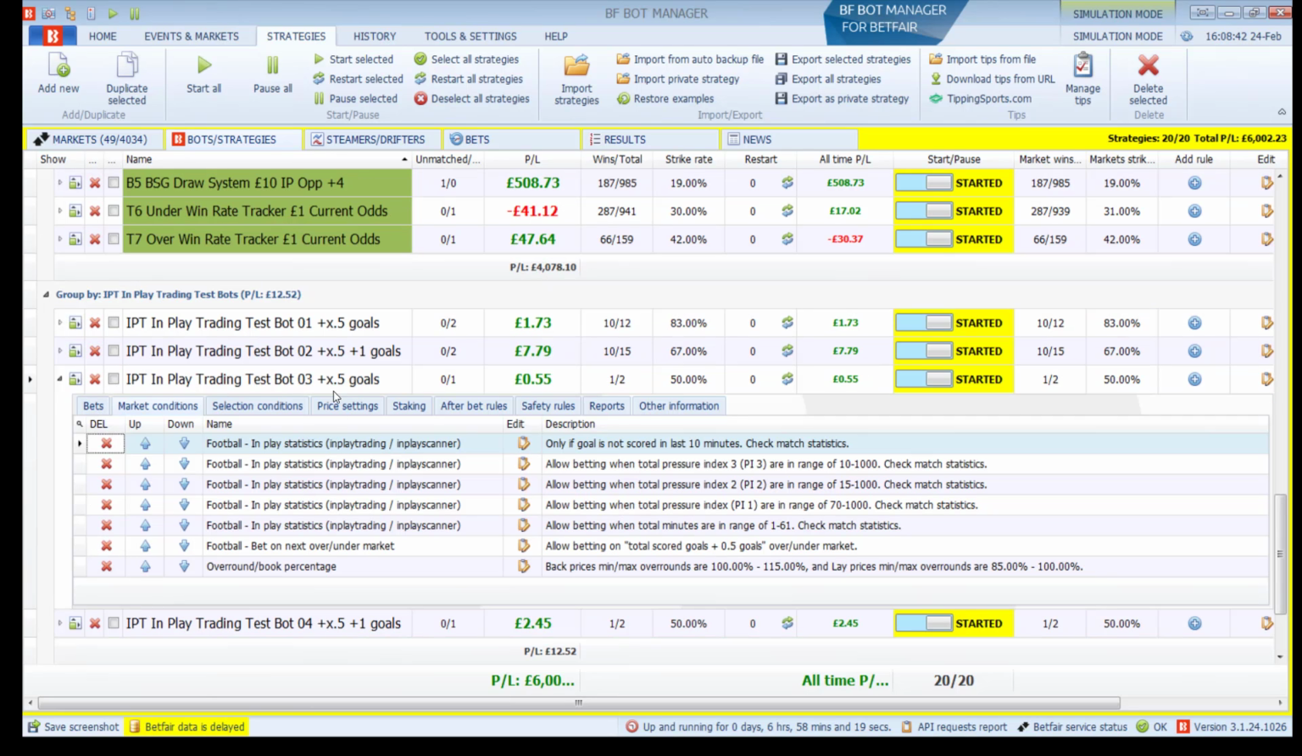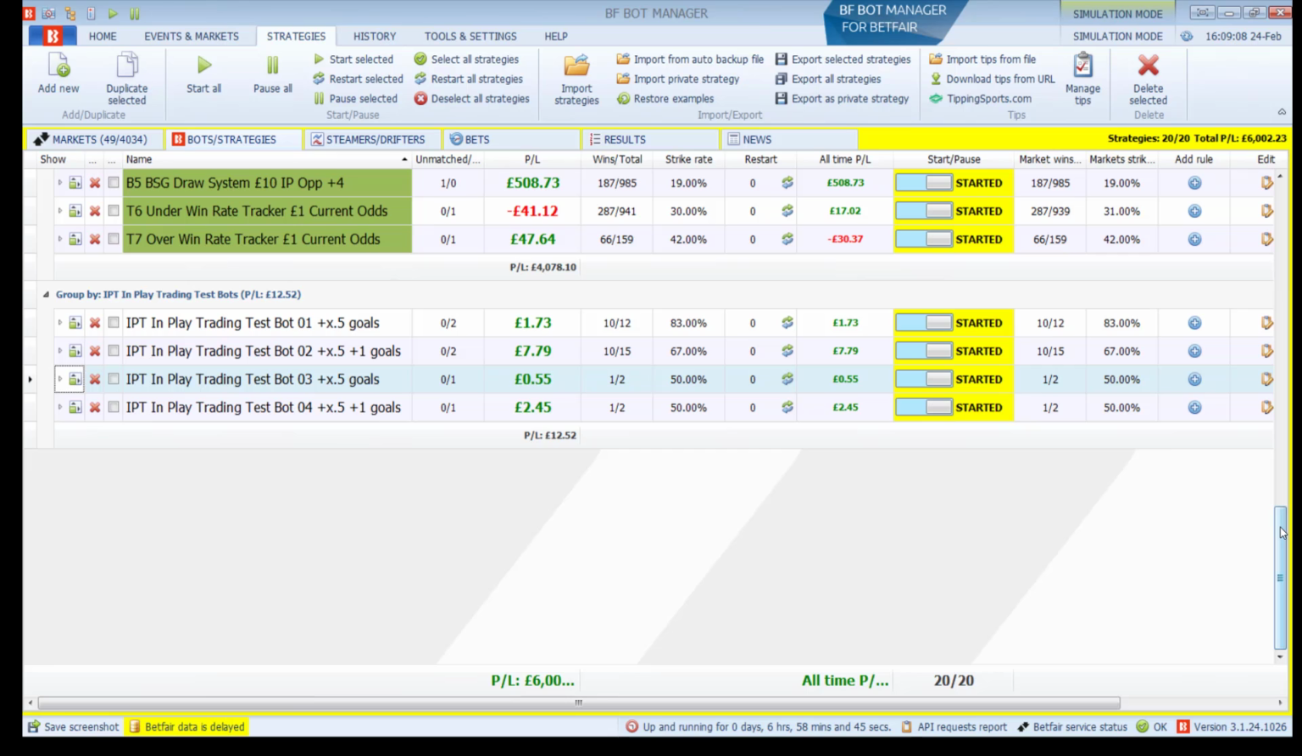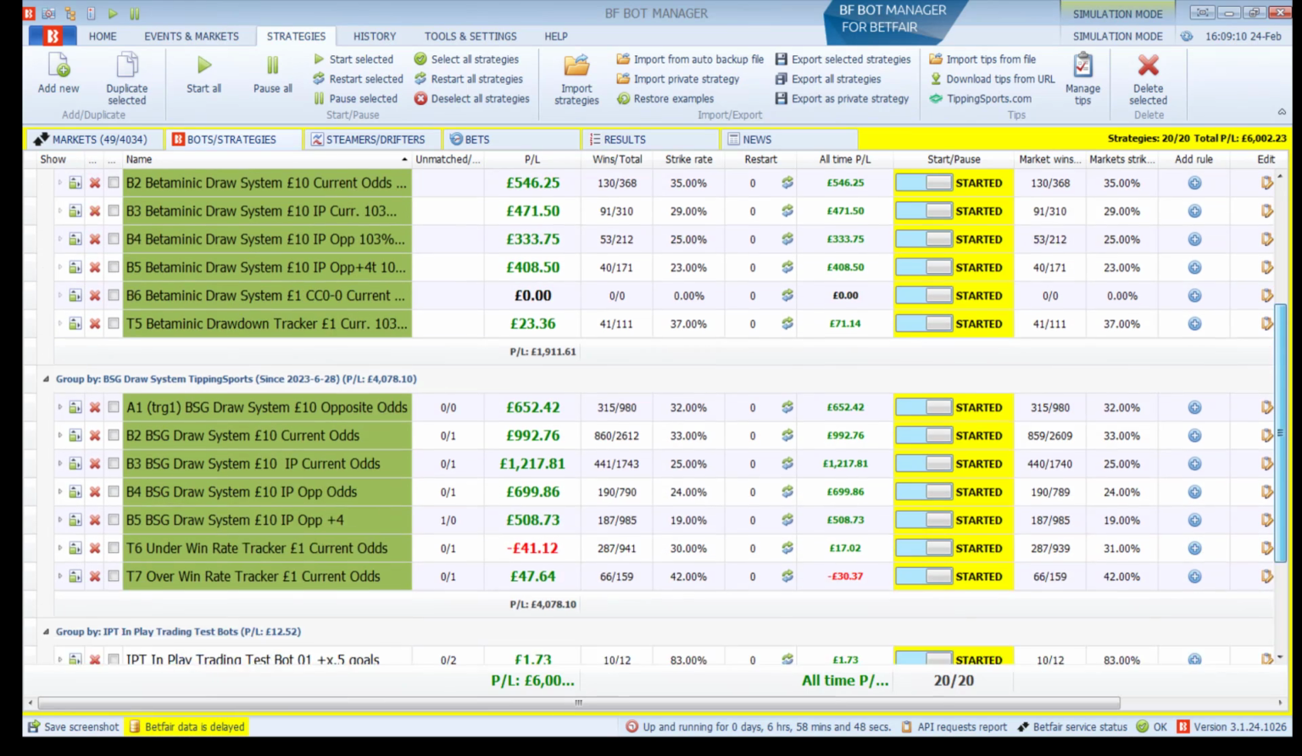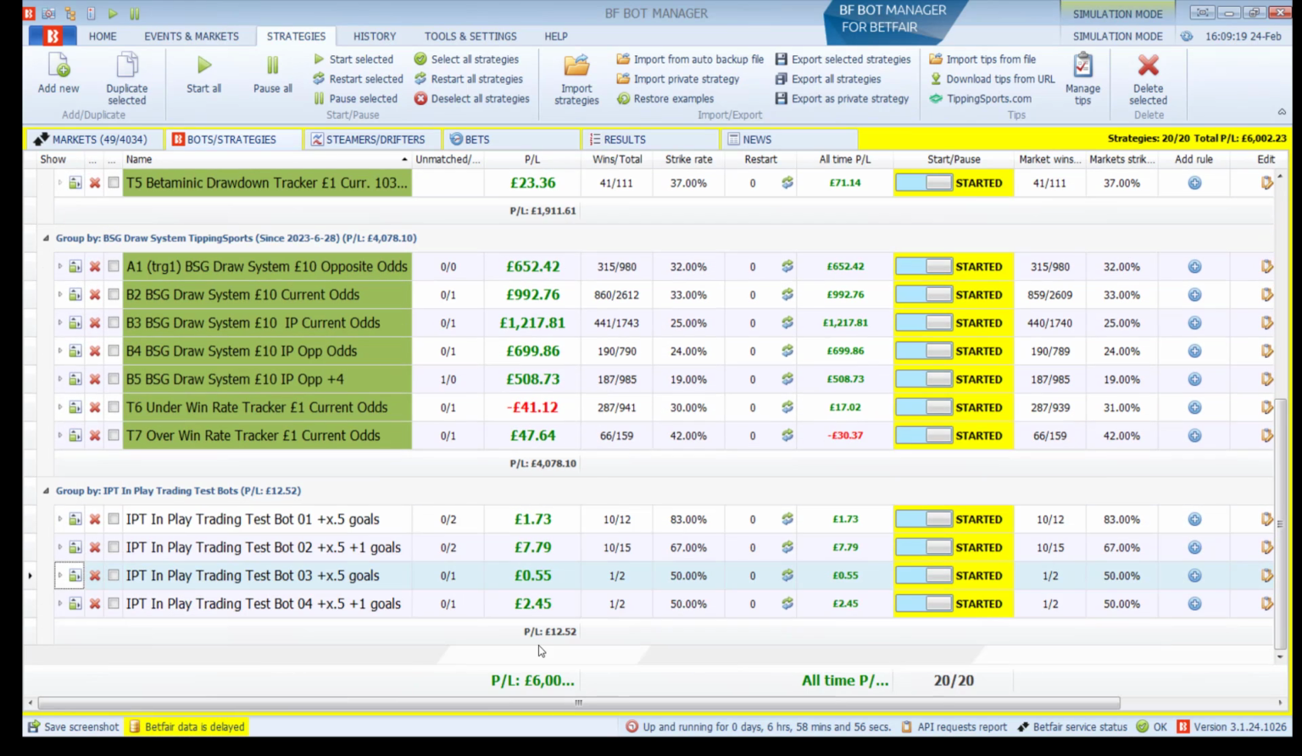This bot 3 and bot 4 I made is with stricter index requirements of 10, 15 and 70. So I'm wanting matches with a lot more attacking pressure before it places its bets. So we'll see how they progress over time. In this way, by automating your betting, you can just set things up, let them run, and just manage your bots. Thus the name, BFBot Manager. And then instead of having to sit in front of your computer all the time, you can just set it going, come back to it once or twice a day, see how it's going, and then make your next decisions.